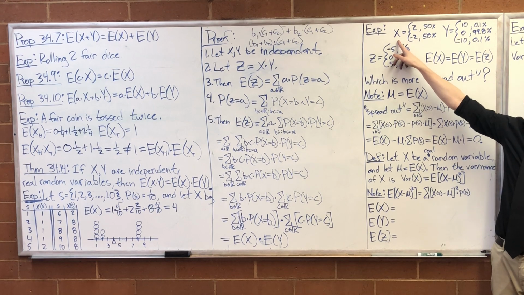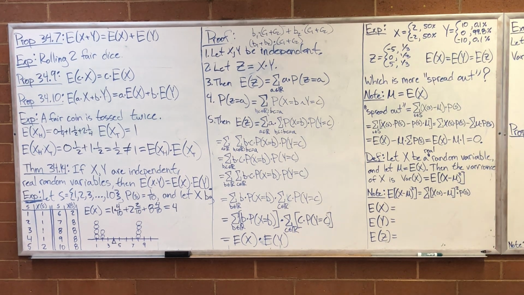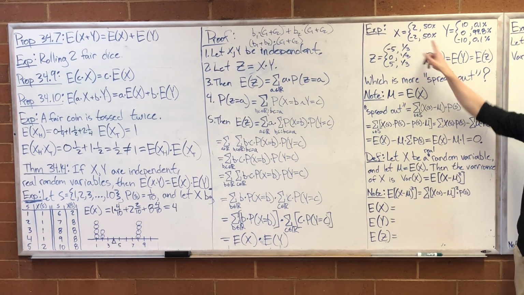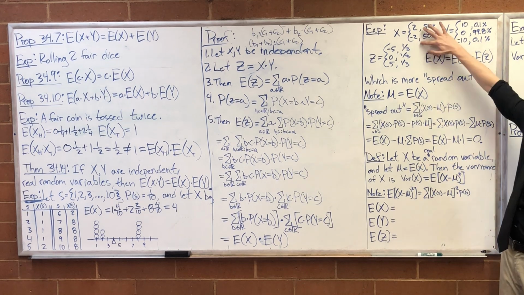It's the sum of all the x values. What do I, on average, expect x to give me? Zero. 2 times 0.5 plus negative 2 times 0.5, zero. Or, what's the center of those things?